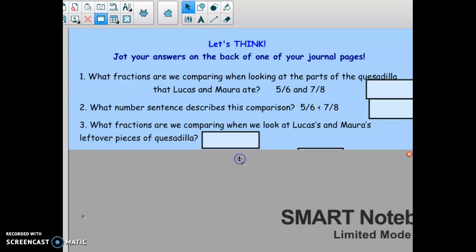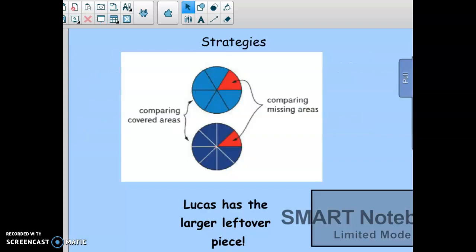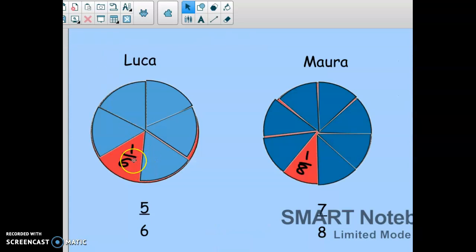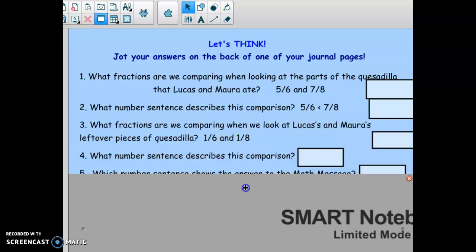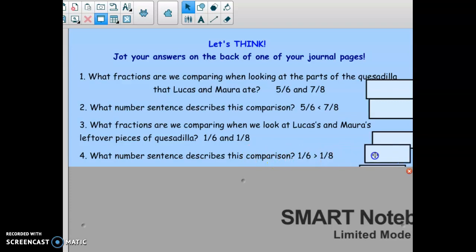What fractions are we comparing when we look at Lucas's and Mara's leftover pieces of quesadilla? Again, if we go back, we're just looking at the missing part that isn't covered yet. That's 1/6 for Lucas and 1/8 for Mara. So the fractions we are comparing are 1/6 and 1/8. What number sentence describes this comparison? Remember, Lucas had the most left over, so 1/6 is greater than 1/8.